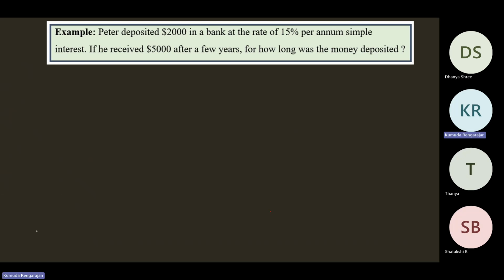See the situation. Peter deposited $2,000 in a bank at the rate of 15% per annum simple interest. So principal money is $2,000. Rate of interest is 15%. If he received $5,000 after some years, for how long was the money deposited? That's the question.